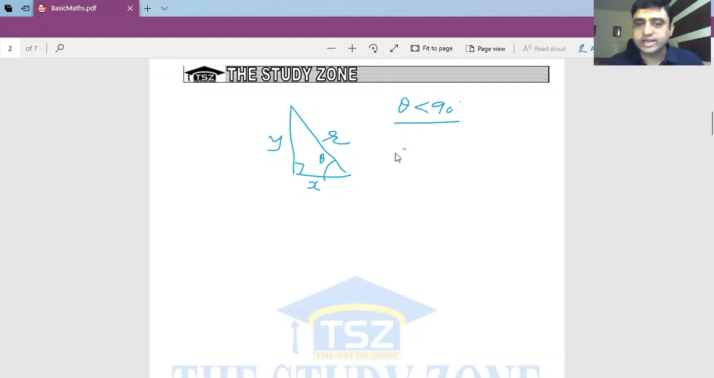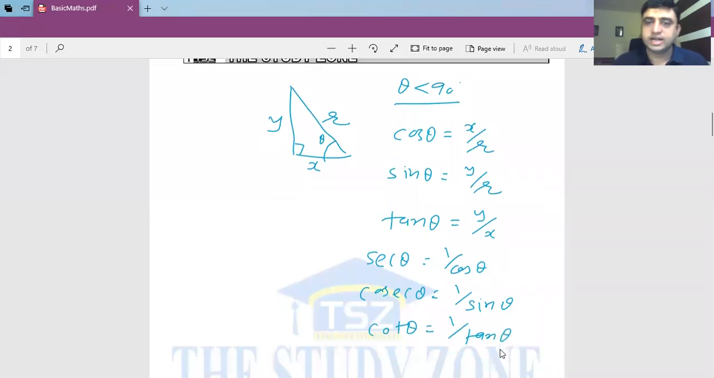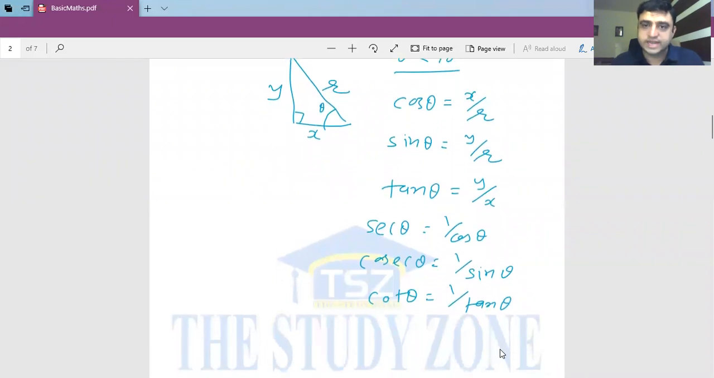So what you have studied in 10th standard, we know that cos theta is equal to adjacent side upon hypotenuse, sin theta is equal to opposite side upon hypotenuse, tan theta equal to opposite side upon adjacent side. We know that sec theta is 1 upon cos theta, cosec theta is equal to 1 upon sin theta, and cot theta is equal to 1 upon tan theta. This is what you have studied in 10th standard. Along with this, please write it down also.